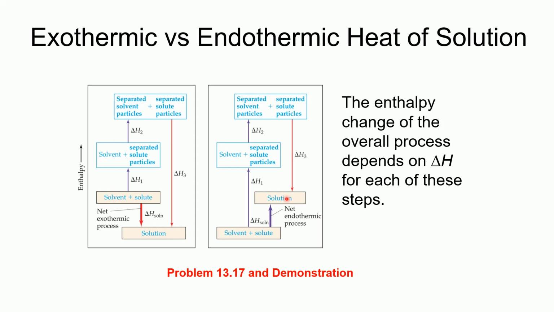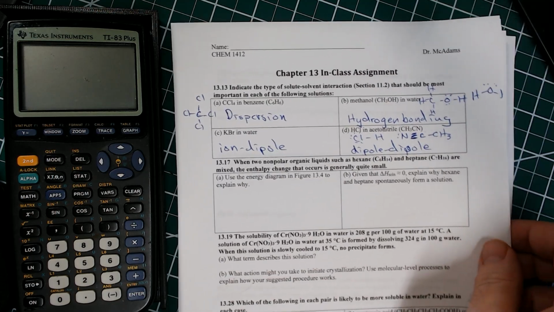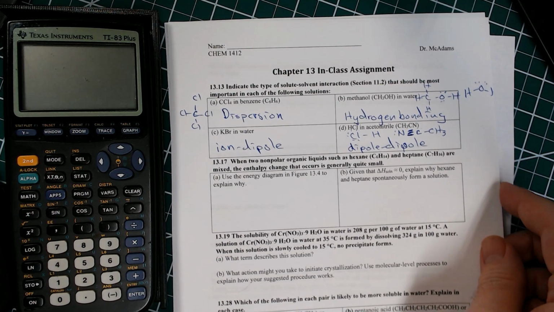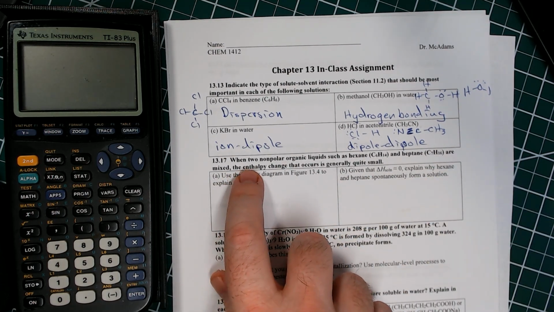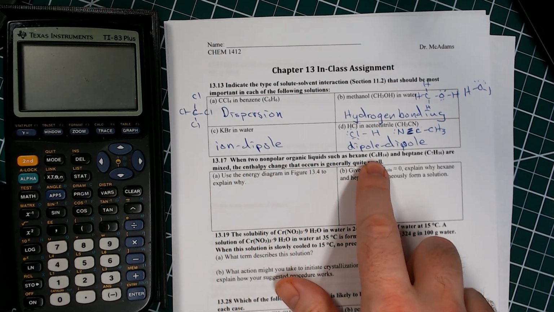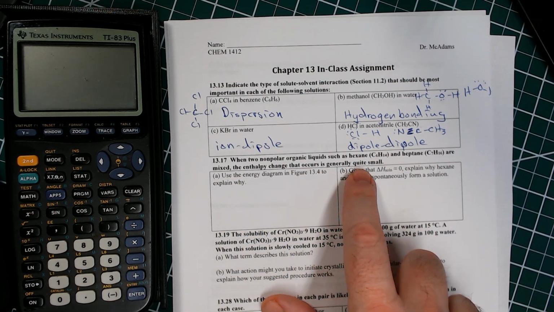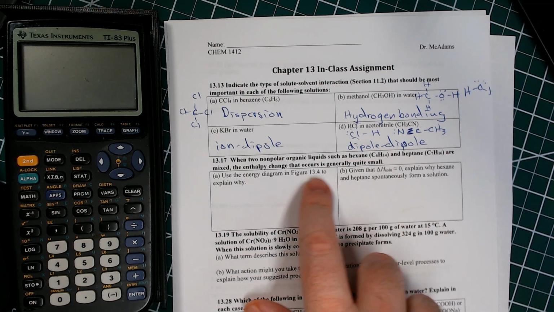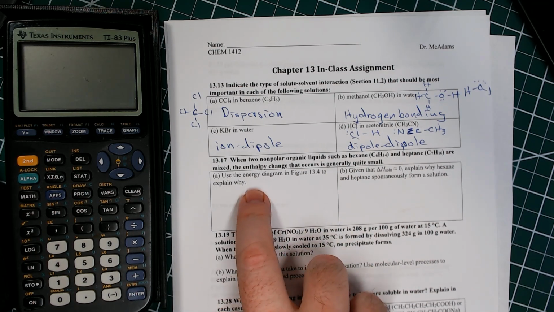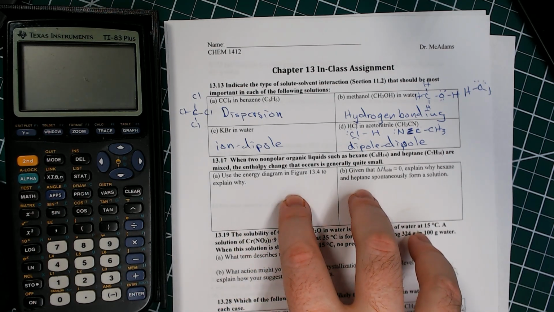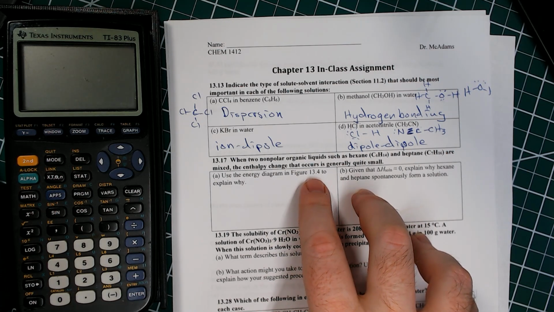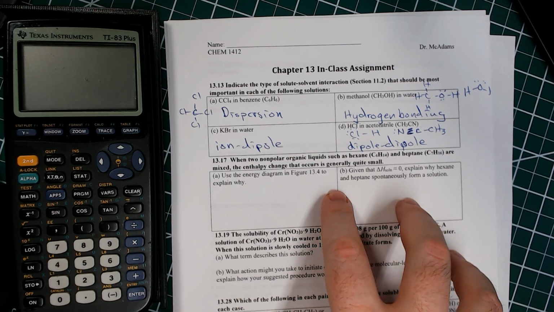All right, so let's look at number 17. When two nonpolar organic liquids such as hexane and heptane are mixed, the enthalpy change that occurs is generally quite small. We want to use an energy diagram, the one we just looked at, to explain why that happens.